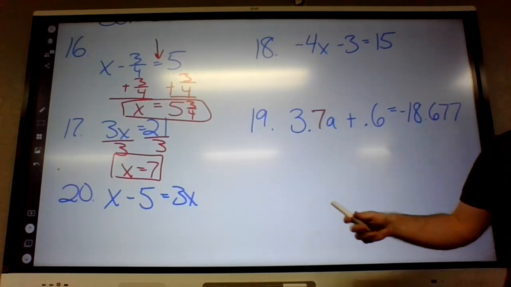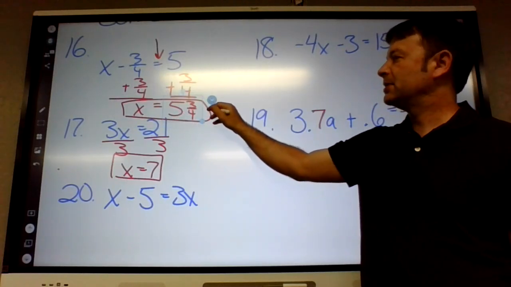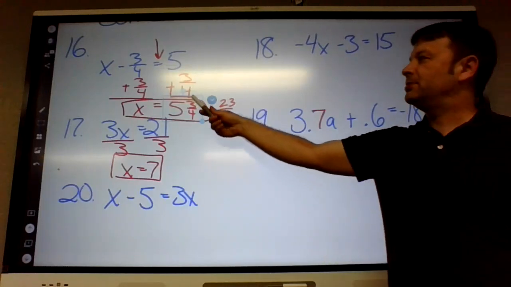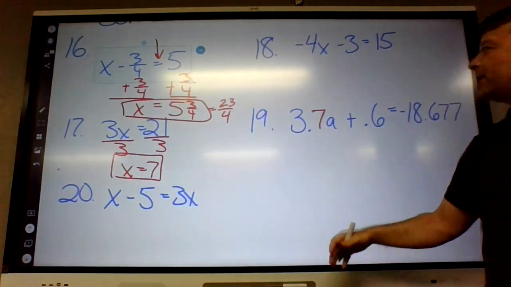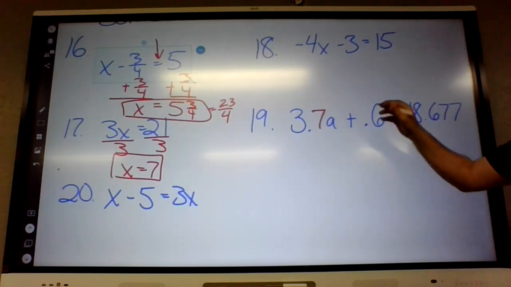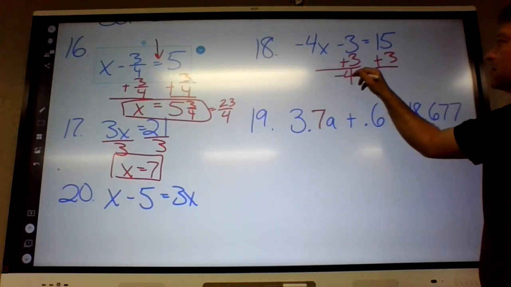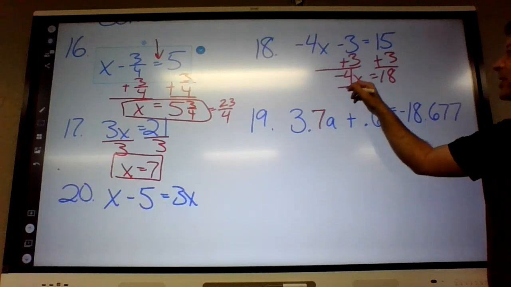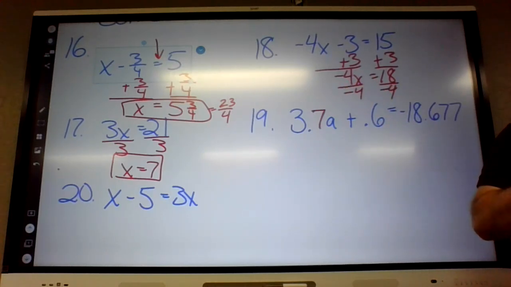You guys remember how to change a mixed number to improper or vice versa? You do 4 times 5 plus 3, which is 23/4 also. I didn't do improper because it was just 5 plus 3/4. Okay, anyways, Wyatt, what do we do on 18? Add 3. And then what? Divide by -4.